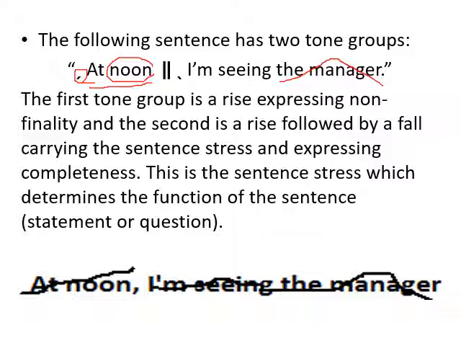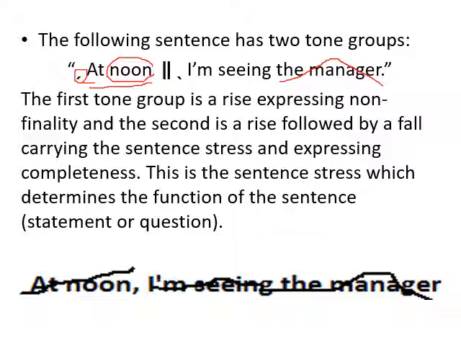إنما لو قلت I'm seeing the manager ما ينفعش. The first tone group is a rise expressing non-finality. Non-finality الرايز هنا معناها ايه؟ يعني الجملة ما خلصتش اوعى تتكلم. at noon أنا ما خلصتش كلامي. لو أنا قلت at noon يبقى أنا بجاوب على سؤالك. إنما لو أنا لسه ما خلصتش بقول at noon يعني non-finality.